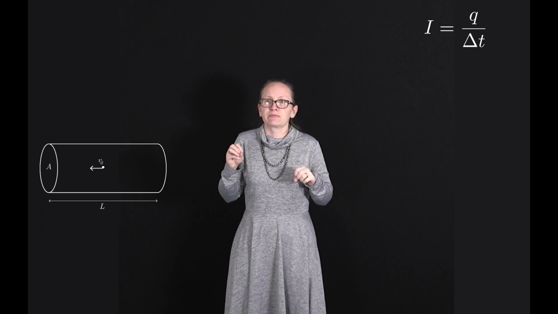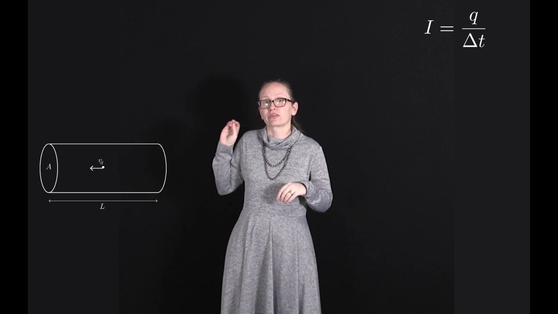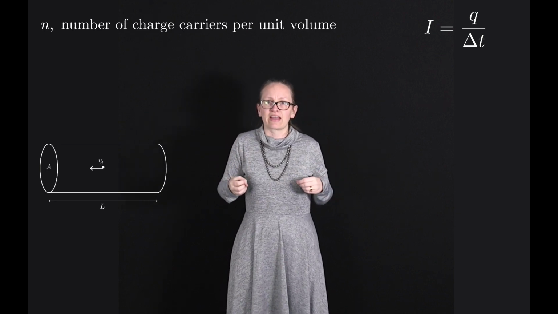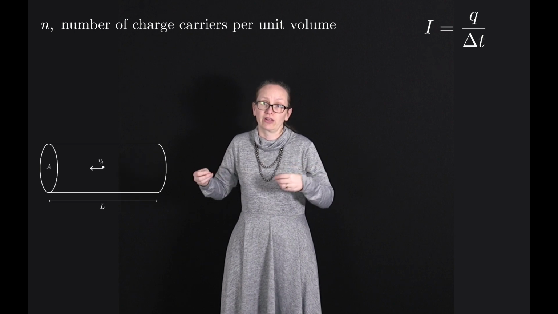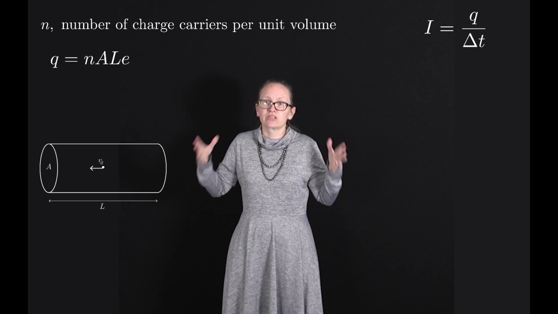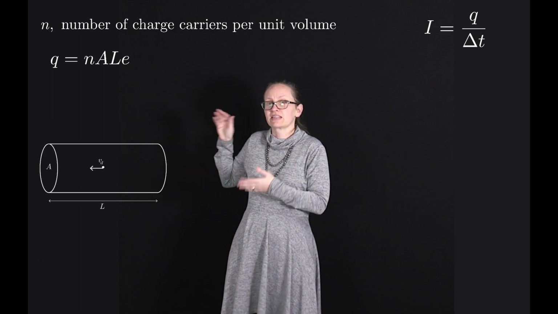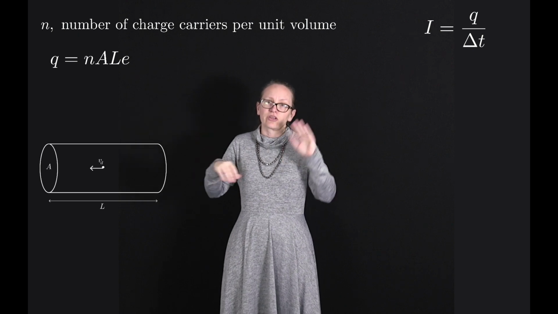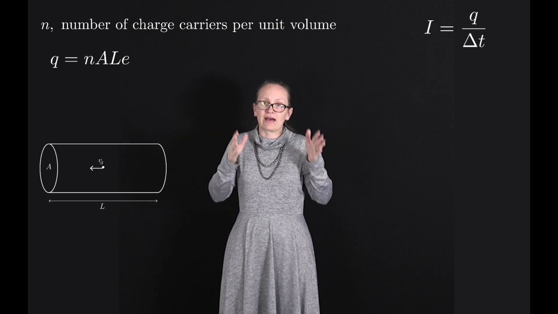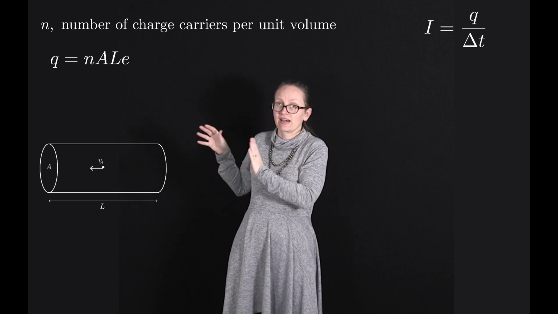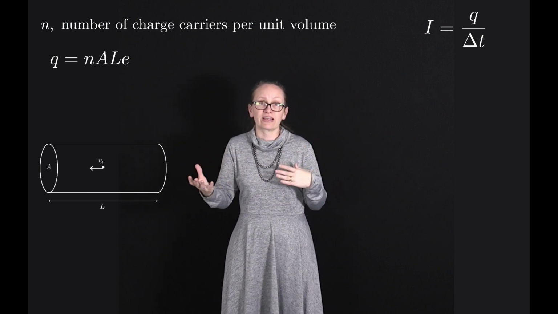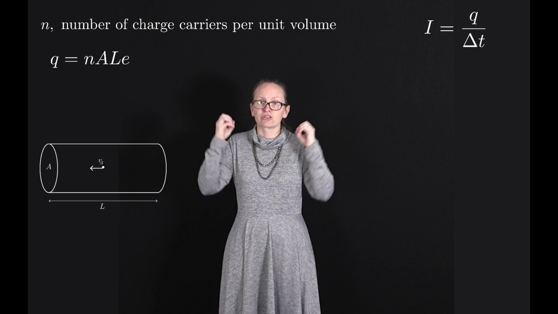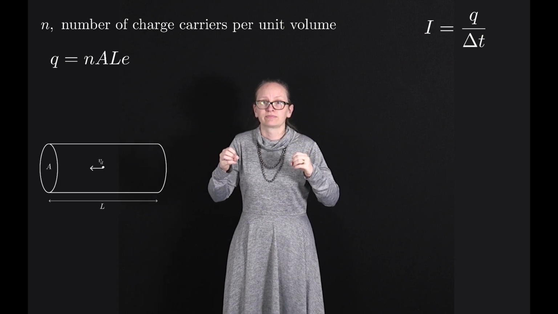Now, one thing we'll want to know is what's the total charge on the charge carriers inside our conductor? So we'll let n stand for the number of charge carriers per unit volume. We can then see that the total charge on the charge carriers in this volume is going to be given by Q is equal to nALe. In this equation, nAL tells us the number of charge carriers inside our conductor, and e is the charge on the electron, so that's the charge on each of these charge carriers. When we multiply those together, we get the total charge on our charge carriers.